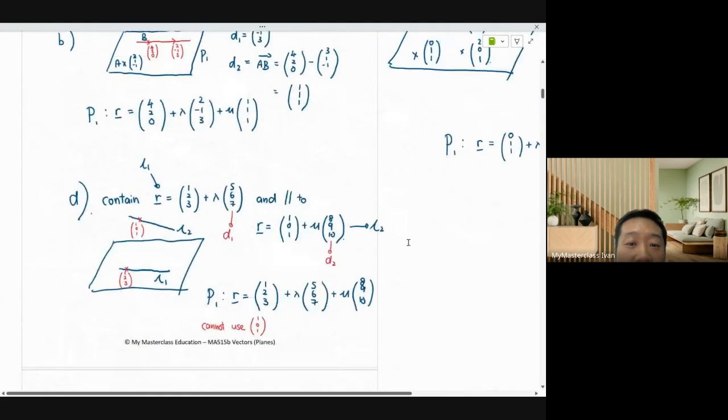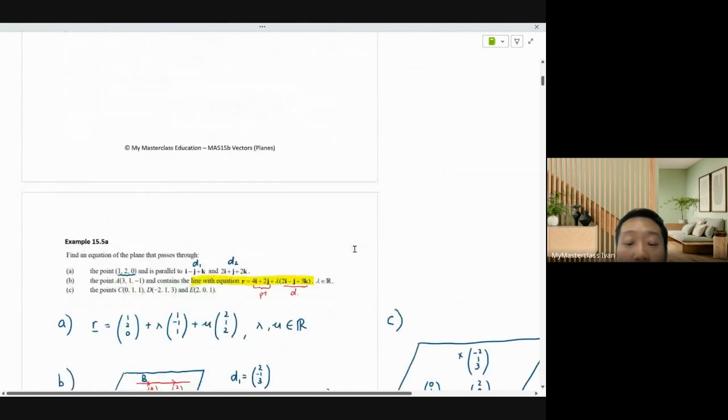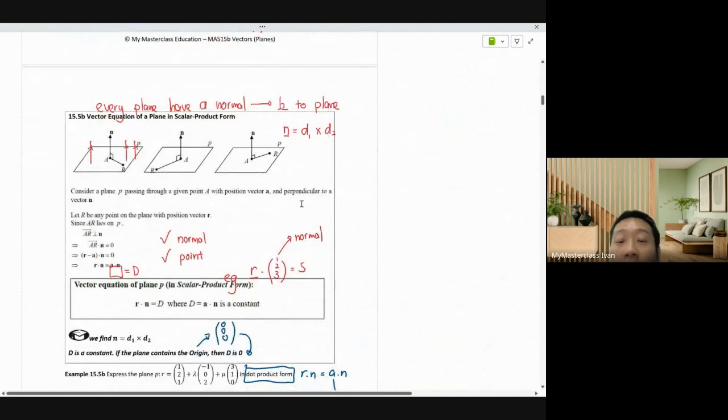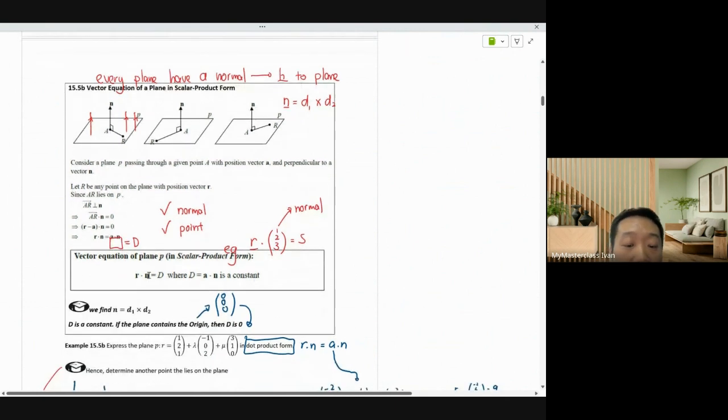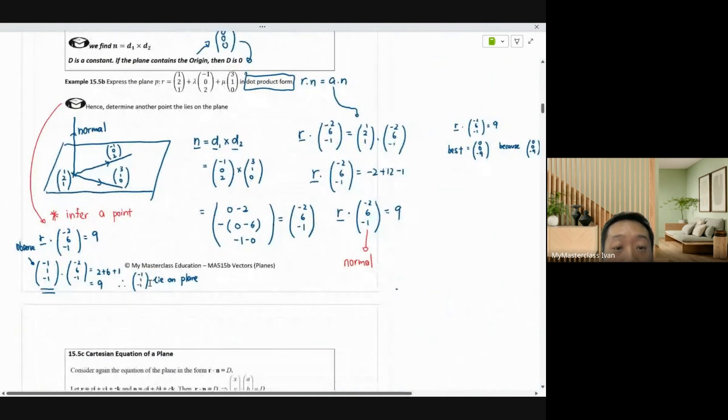Okay, so at the start, we have the vector equation. It consists of 1 point and 2 directions. If we have 2 directions, how can we make a normal? We cross the 2 directions to make the normal. Then to represent it in r dot n equals a dot n form, you need another point also. So r dot n equals d. Then learn how to infer a point by using observation. This skill is super important.